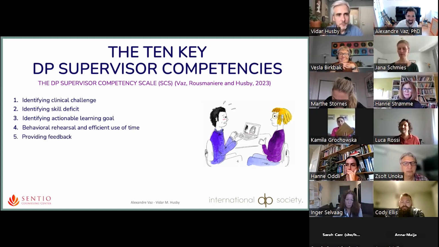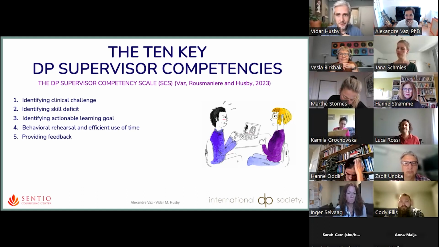And then you also learn how to provide brief, relevant, and actionable feedback, and to balance the provision of positive feedback and corrective feedback, which is important.